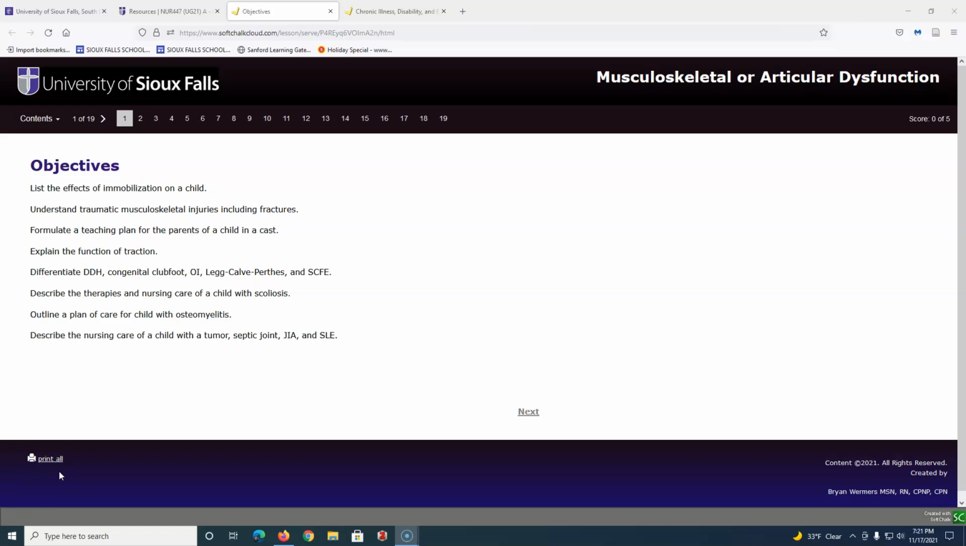clubfoot, osteogenesis imperfecta, Legg-Calvé-Perthes disease, and SCFE. We'll talk about scoliosis. We'll talk about osteomyelitis. And then we'll talk about tumor, septic joint, JIA, and SLE.